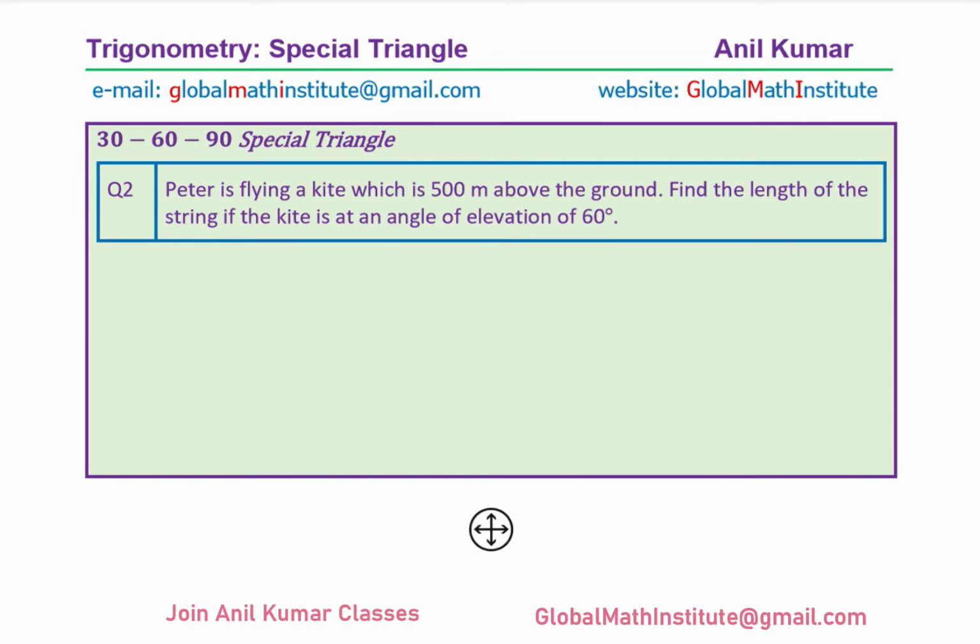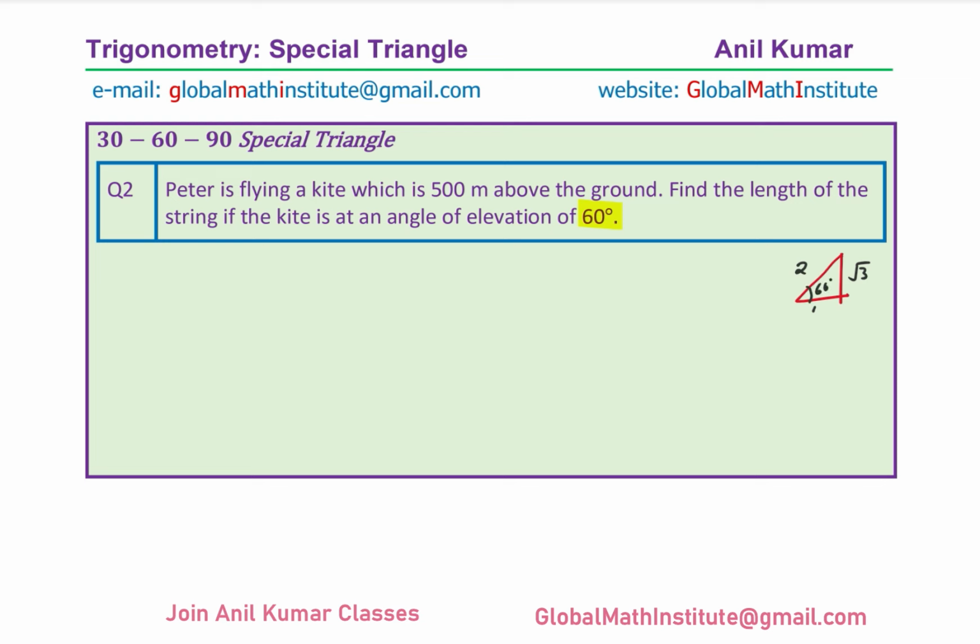Now let's do question number 2, which is Peter is flying a kite which is 500 meters above the ground. Find the length of the string if the kite is at an angle of elevation of 60 degrees. So now as soon as you get 60 degrees, you know it's a right angle triangle. So let me sketch the right angle triangle on the side, right? So our right angle triangle should be 30, 60, 90, and the side ratios, as you know, are 1, square root 3 and 2, and this is 60 degrees, correct?